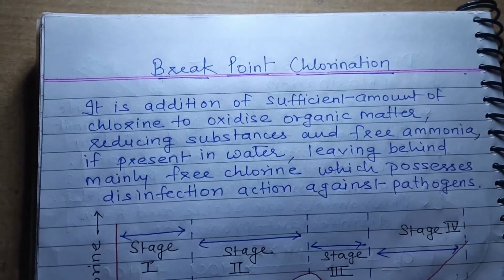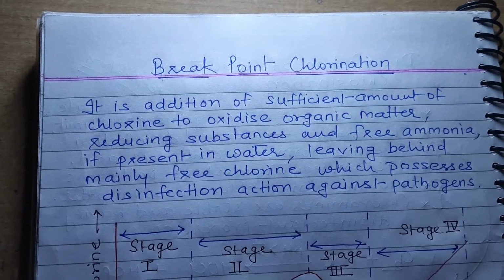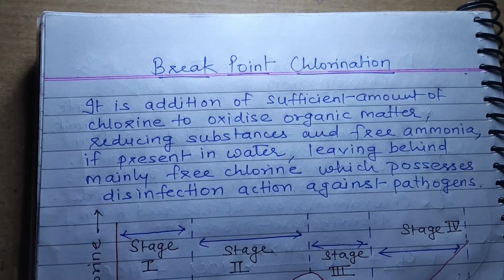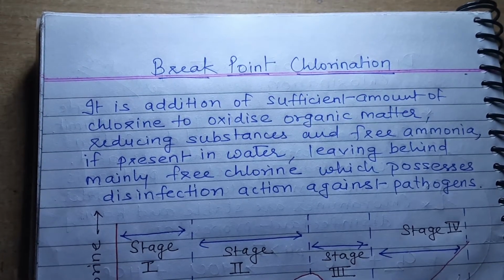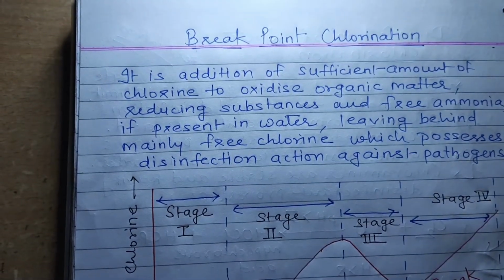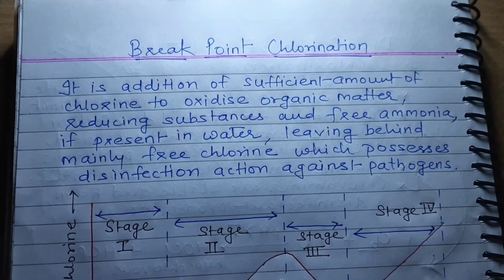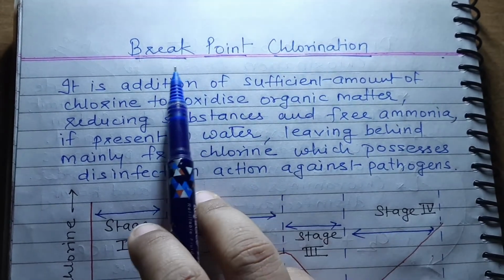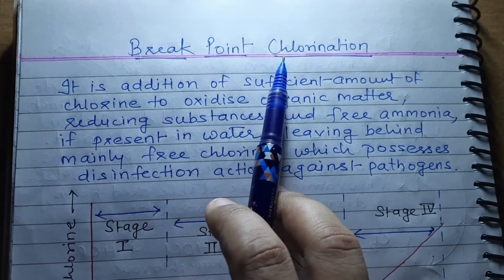What is breakpoint chlorination? Chlorination is addition of chlorine to water. It will destroy the microorganisms and traces of impurities present in water. But how much chlorine do we need to add into the water? So in a municipal water treatment plant, this term is employed. Chlorine must be added up to the breakpoint.